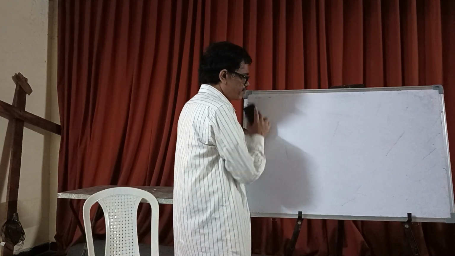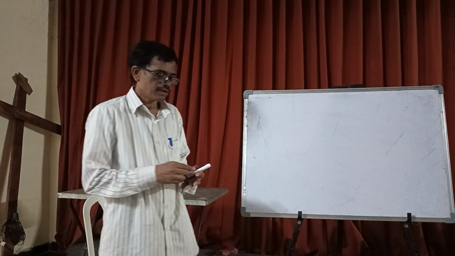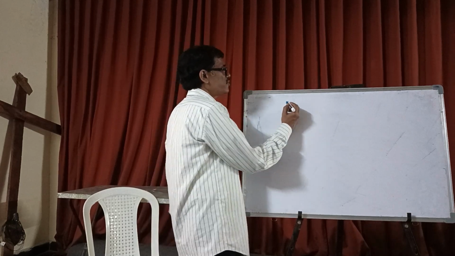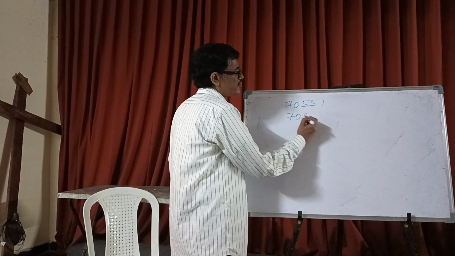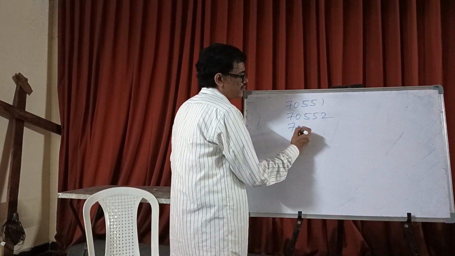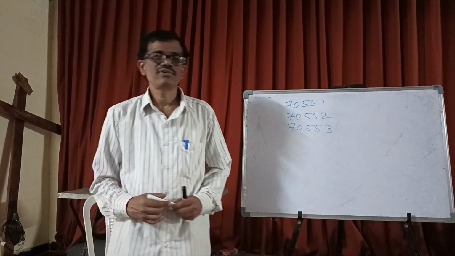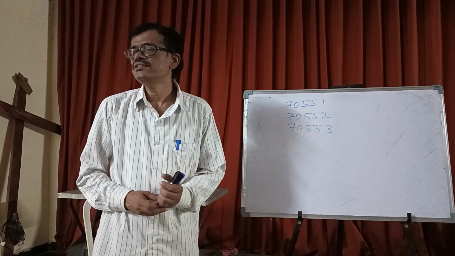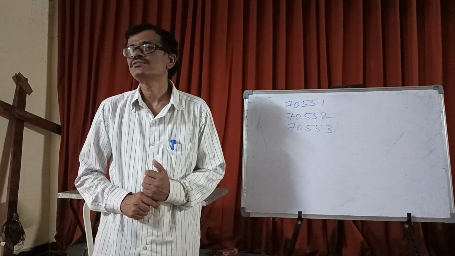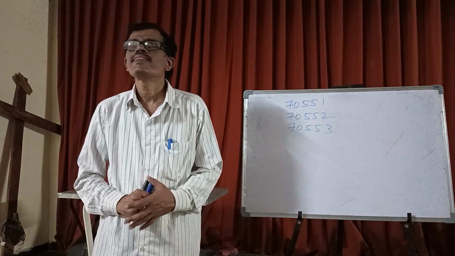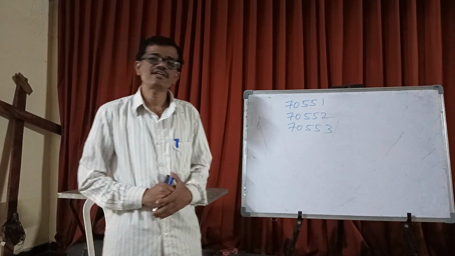Now let us come back to the previous page and look at another number. Let us see 70551, 70552 and 70553. We have these three numbers on page 536, top of the page. Highlight the three numbers we have. 70551. Is it CT scan or MRI scan?